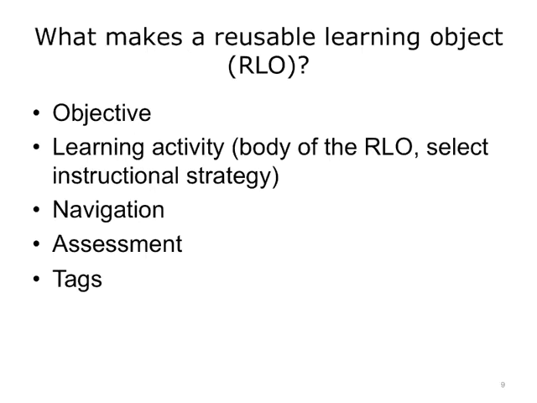The most basic parts of a learning object are a learning objective; a learning activity, the activity is the body of the RLO, selected to meet the instructional strategy; navigation to guide the learner through the session; assessment of the learner's KSA, knowledge, skills, or attitude; and tags or labels with metadata. Every learning object has descriptive information, allowing it to be easily found by a search.